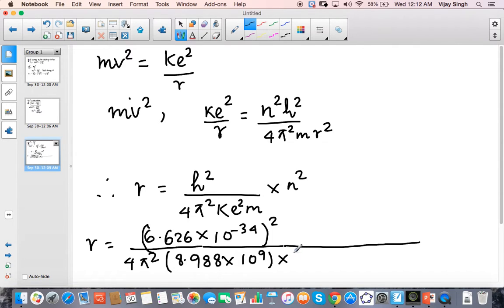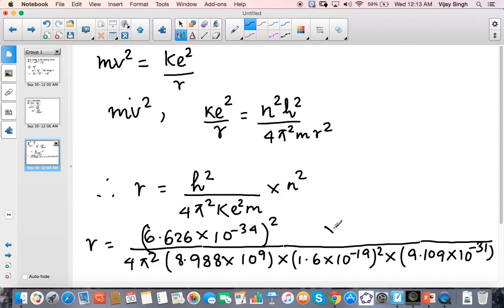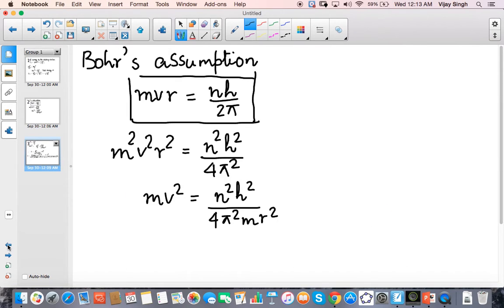But then we have the square of the charge of an electron, so I would write here 1.6 times 10 raised to the power negative 19, and then square that number, multiplied by the mass of the electron, which is 9.109 times 10 raised to the power negative 31. And let me complete this so we don't have any confusion. And this is further multiplied by n square. And we come to the next slide.